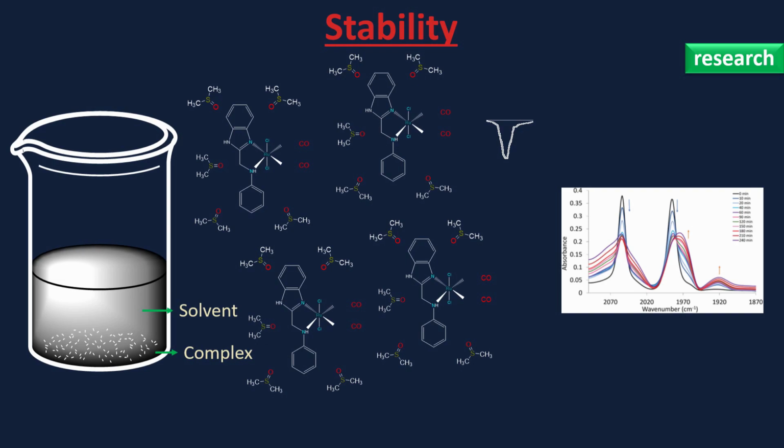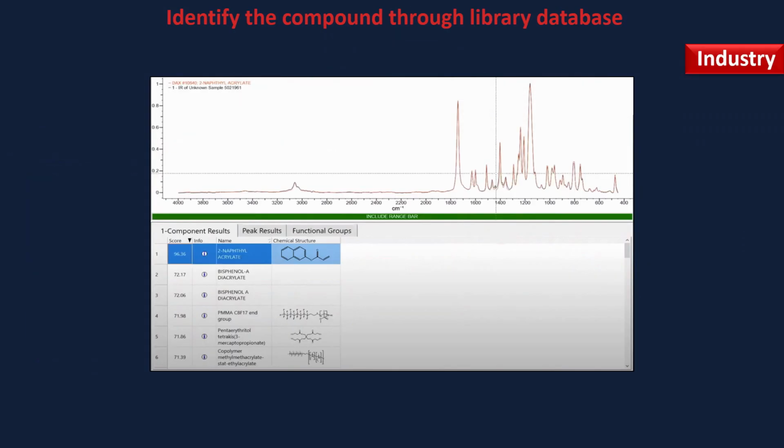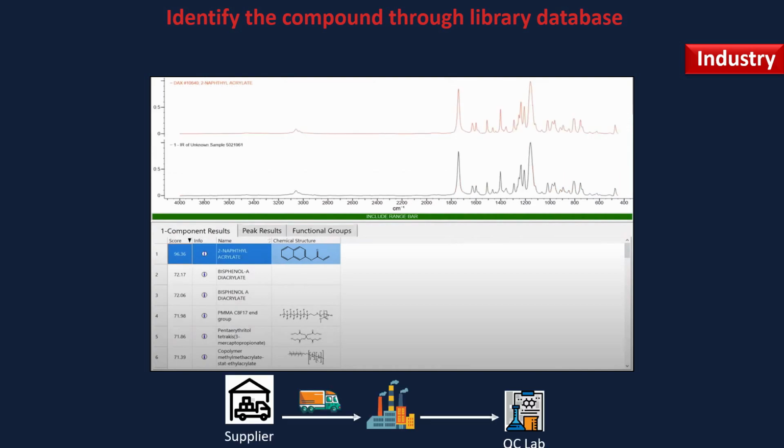Now, in industry, they use the IR spectroscopy mainly to identify the compound by matching the spectrum with the database. If you are in a raw material quality control lab, you need to check that the materials your supplier gave are the ones you ordered. So you check a small sample from them.